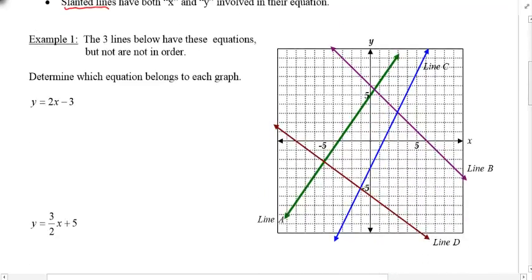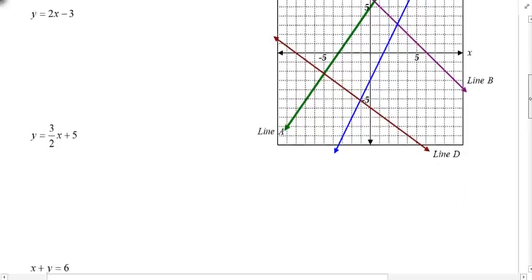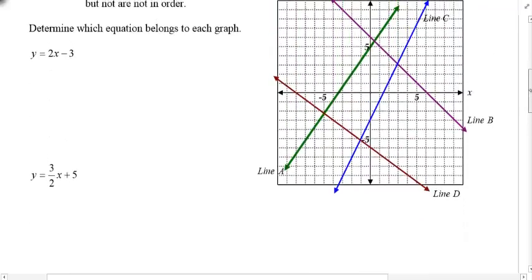All four of these lines in my graph are slanted, so they must involve both x and y. No easy ones, horizontal or vertical, here. But I want you to look at these three equations and see which equation matches up with which line. So I think the nicest way of doing this is just to make a table of values. You're used to doing that, so let's go ahead and use something we're used to.